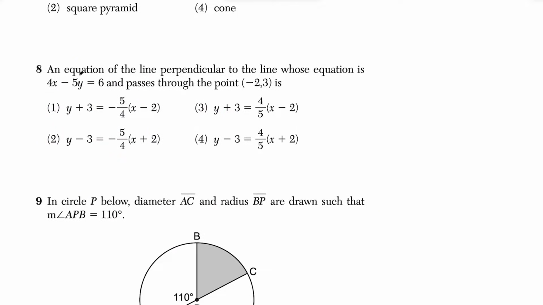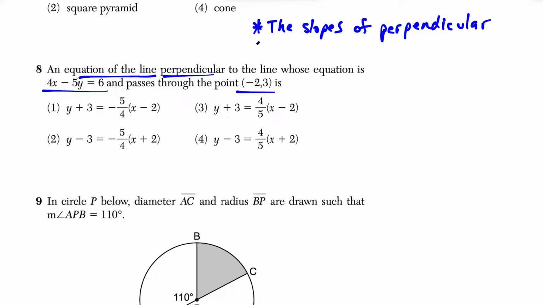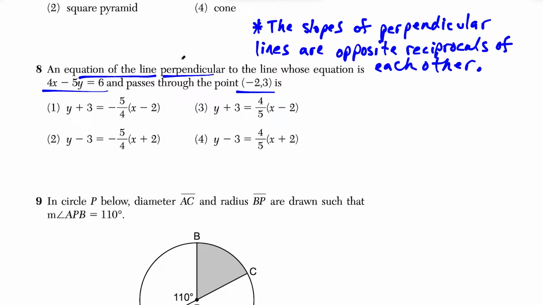Question 8, we need to find an equation of a line that satisfies two conditions. The line has to be perpendicular to the line with this equation here, and the line has to pass through the point negative 2, 3. And now to go through this question, we need the following concept. So to find the equation of our perpendicular line, we have to focus on the slope.